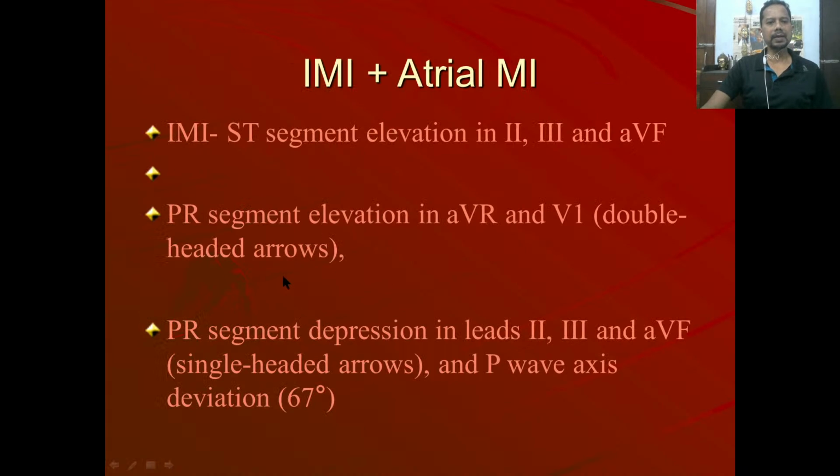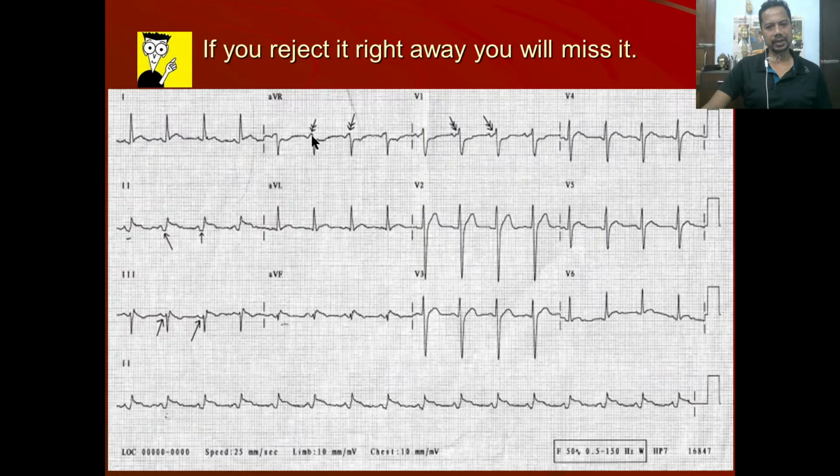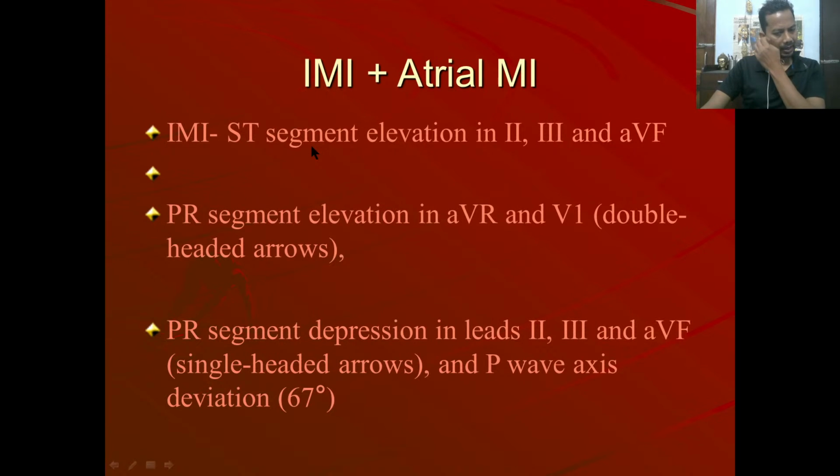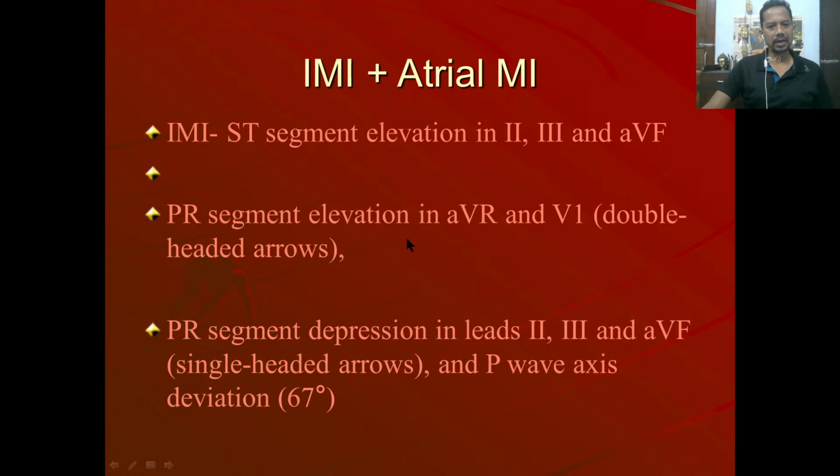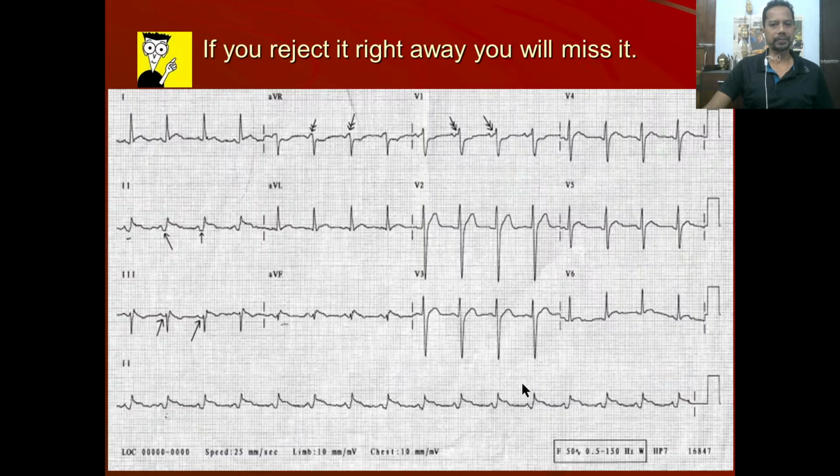So what you will see in atrial MI: there will be ST segment elevation in 2, 3, aVF because of inferior wall MI, and PR segment elevation in aVR and V1. Where you were seeing double arrows, that is the PR segment. And there is PR segment depression in 2, 3, aVF, and P wave axis deviation will be 67 degrees or more.